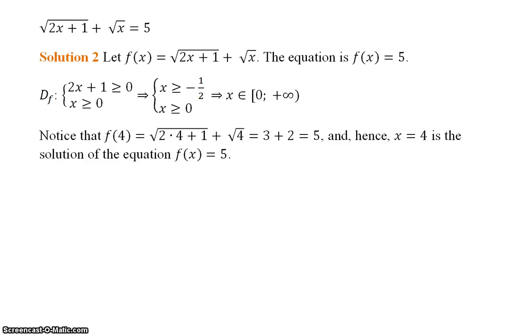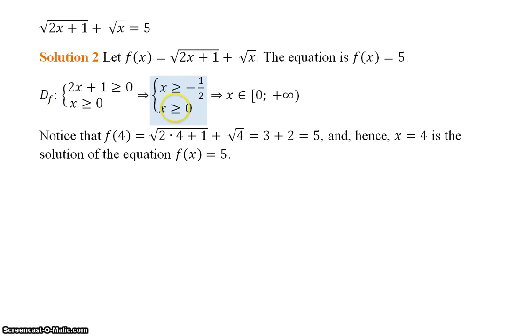Let us determine the domain of the function f of x. Because expressions which stand under the radicals must be non-negative, we get two inequalities: 2x plus 1 greater than or equal to 0 and x greater than or equal to 0. Solve the first inequality: move 1 to the right side with minus and divide by 2. You get x greater than or equal to negative half.